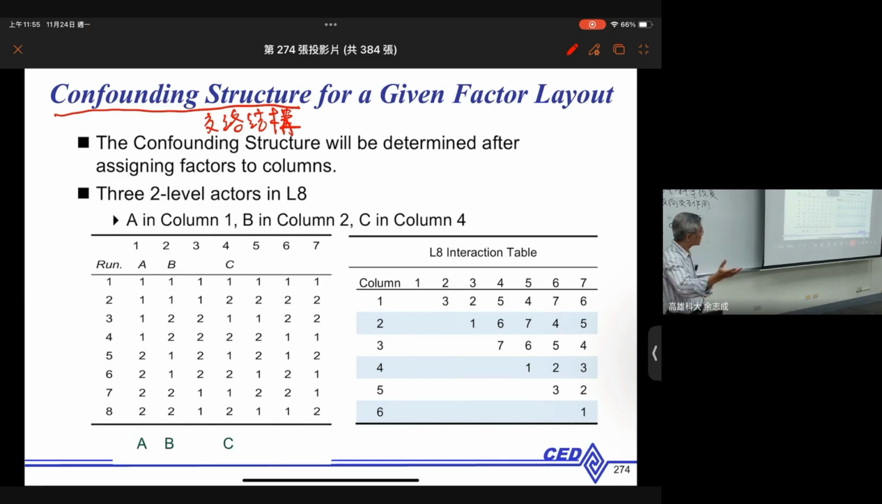Someone has already fallen asleep, so let's, using this example, please find out the confounding structures and fill out the form.